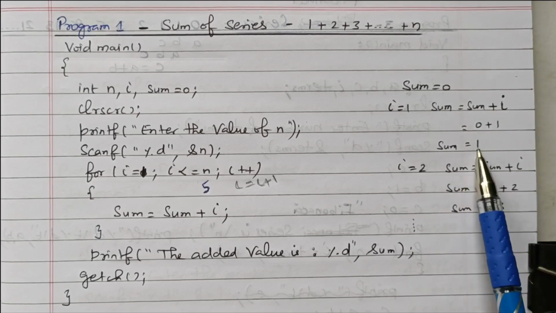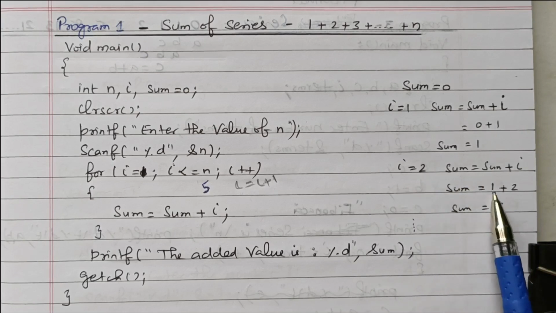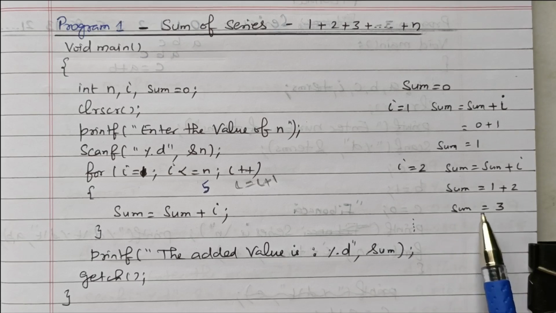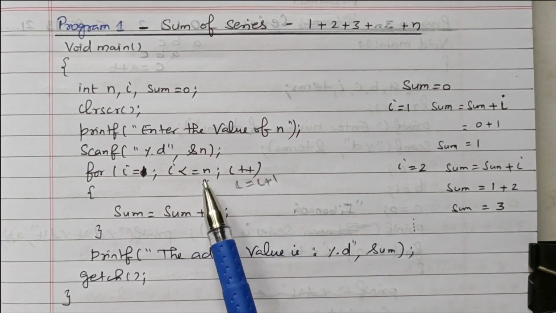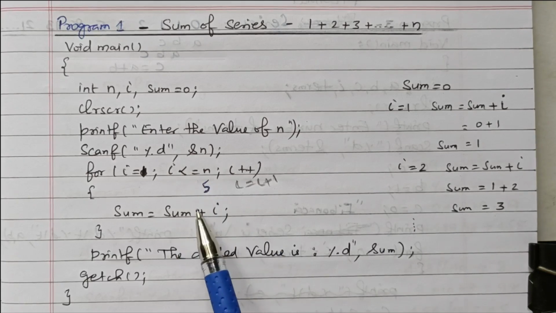The sum is now 1. I is 2. So 1 plus 2, 3. Now the sum becomes 3. Again it will go to the increment. Like that it will go up to 5. For example, if we enter 5, it will go up to 5.